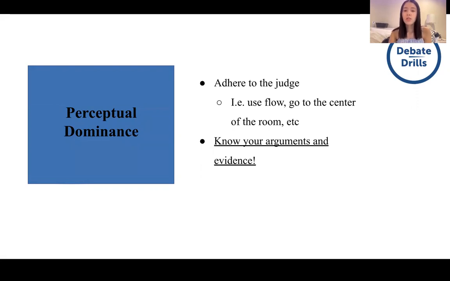What's really, really important is knowing your arguments and evidence. I cannot stress this enough. If you cite specific author names and dates and what they say, that's going to add to your credibility so much because it's going to show the judge that you're getting everything you say from scholarly sources. So something that my partner and I would do in high school is we would make flashcards with the author's name on the front and what the card says on the back, and we would just memorize those cards so that in the round we could have that off the top of our head. Like Wilson 19 says that Russia wants to invade the Baltics in 2021, for example. And this really just adds to your credibility and perceptual dominance that the judge knows.